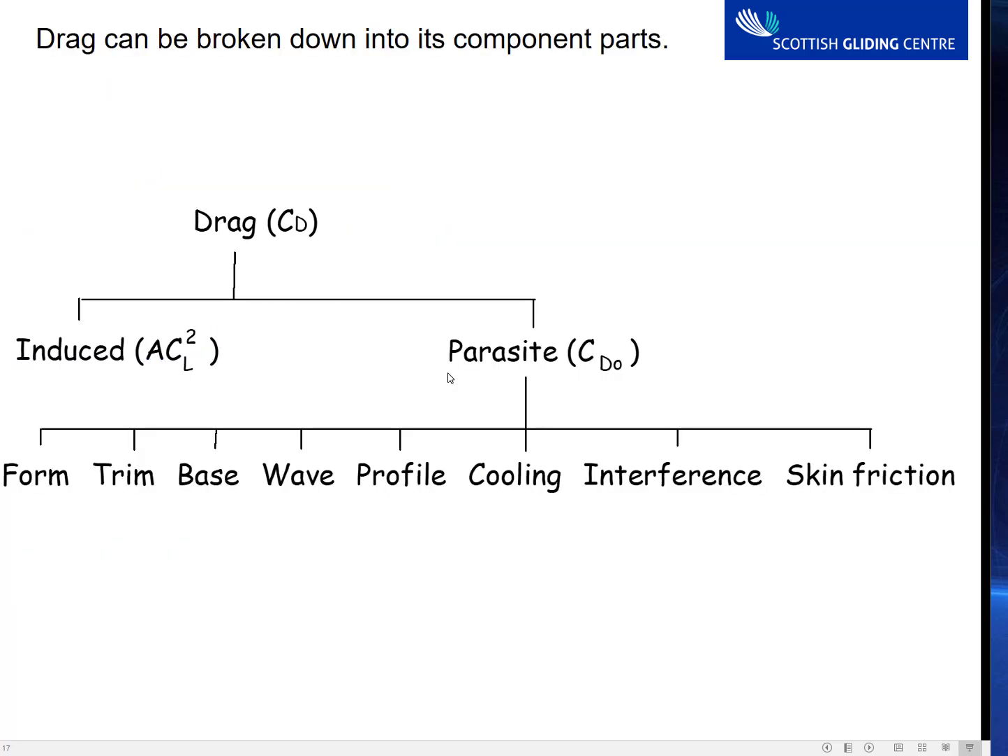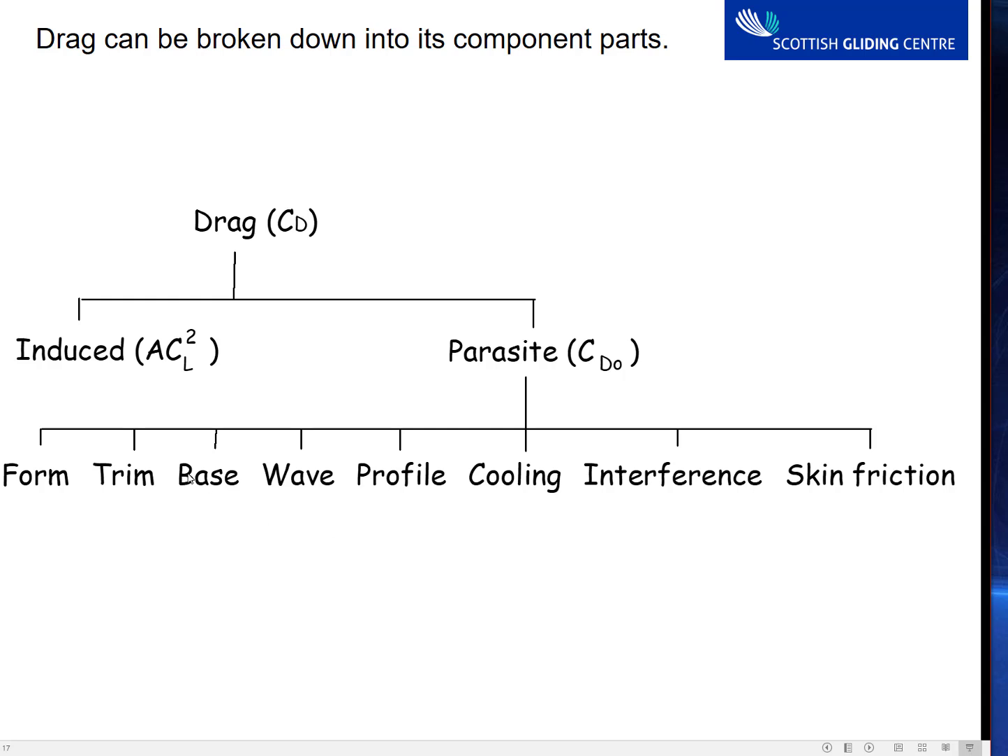So if we look at an aircraft, the total drag of an aircraft is broken down into two main types: the lift dependent or induced drag and the lift independent or parasite drag. Now, the lift independent drag has lots of different types: skin friction, interference, cooling, profile, wave, base, trim and form.